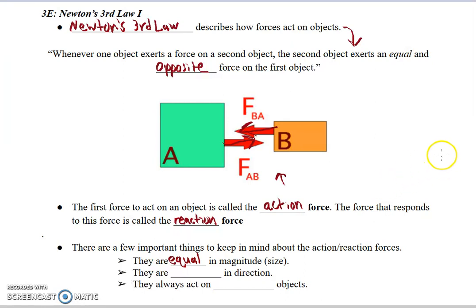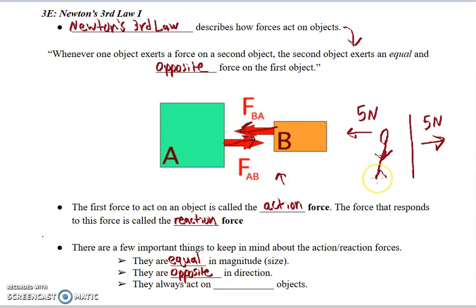So let me give you another example. Let's say you push on a wall with 5 newtons. That wall is going to push back on you with 5 newtons as well. So that's really what the third law is saying. Action, reaction, and it's important to keep in mind that these forces are going to be equal in size. So if you push with 5, you're going to get pushed back with 5. These forces are also going to be opposite in direction. So in this example, you push the wall to the right, and the wall is going to push you to the left. So they're going to be opposite.